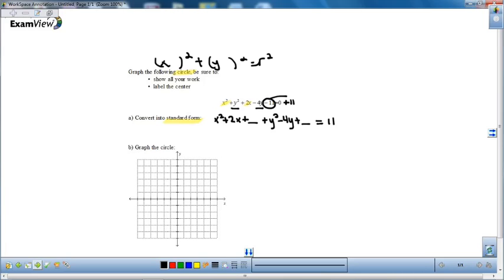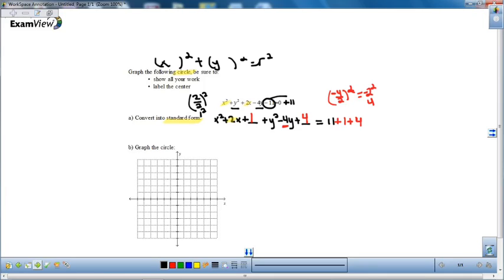So I'm going to get my middle term, which is 2, divided by 2 and square. So that's going to be 1. So that's what I'm going to add in this blank. But I also have to add it to the other side. So now I'm going to get negative 4 divided by 2 and square. So that's going to be 4. So I'm going to add 4 to both sides.